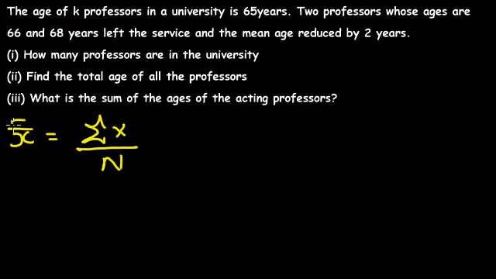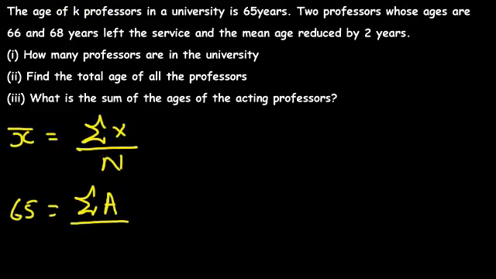Now, the mean is given to us as 65 years in the first place. So 65 would be equal to the summation of x over n, where the summation of x is the addition of the ages of all the professors in that university, divided by n, which corresponds to the value of k, the number of professors. So I will write k instead. Let this be equation 1. Let's linearize it: if we multiply both sides by k, 65k equals the summation of x, equation 1.